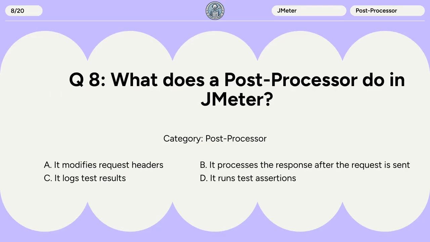Question 8. What does a post processor do in JMeter? A. It modifies request headers. B. It processes the response after the request is sent. C. It logs test results. D. It runs test assertions.